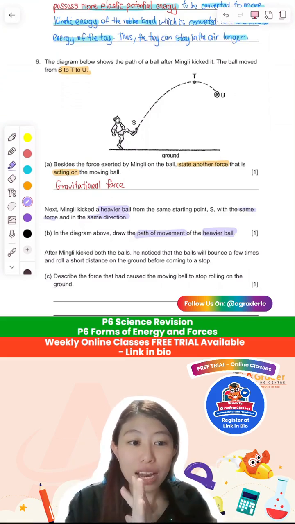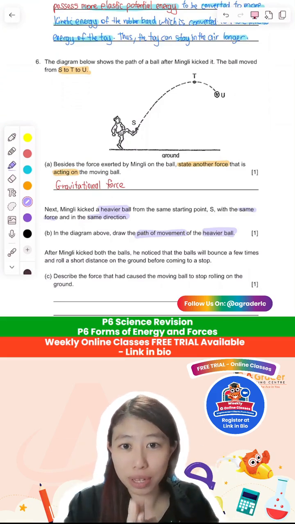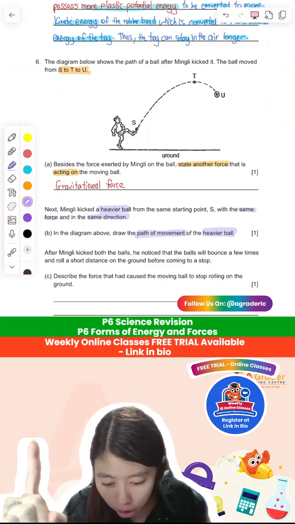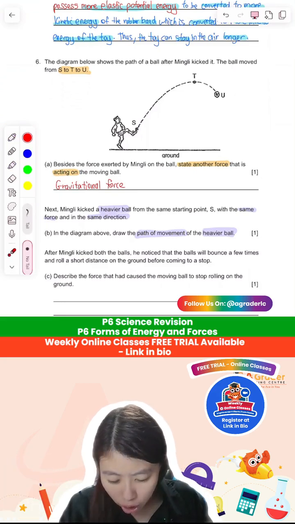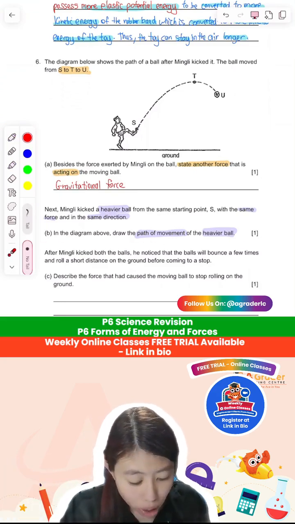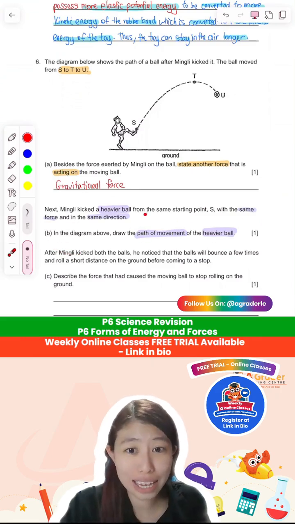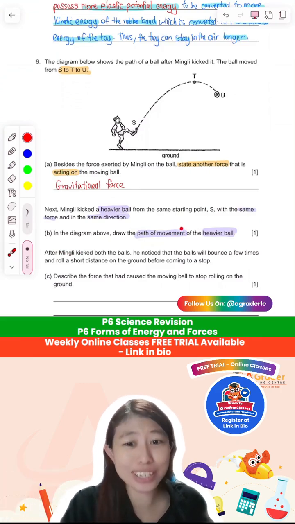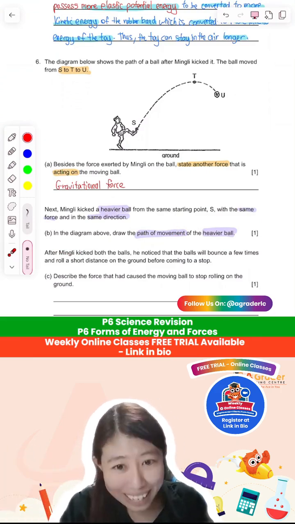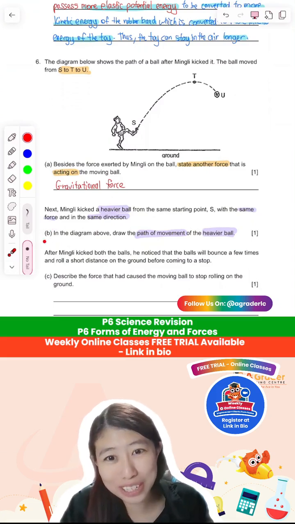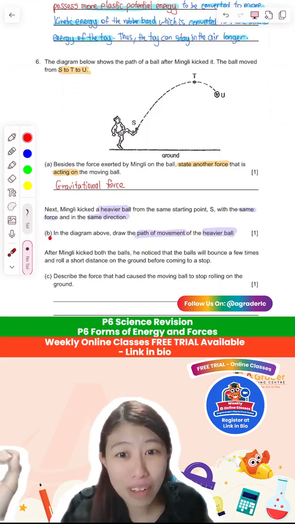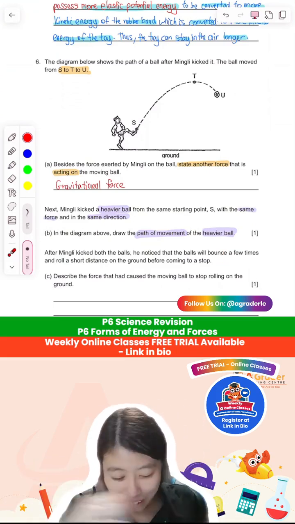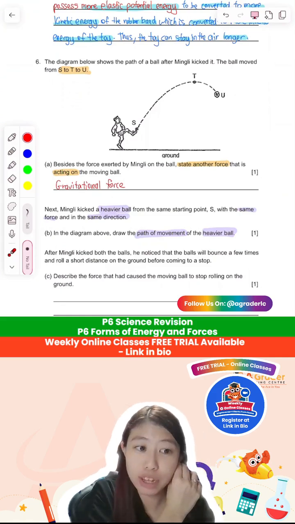Okay, everybody, listen carefully. When it comes to this type of question, a lot of students have made this mistake. You don't see any line, you skip the whole question entirely. I've seen a lot of students do that. So everybody during the exam, please look at the question part carefully. No lines doesn't mean you don't need to do anything. You need to do something, all right? Need to draw the path of movement of the heavier ball.